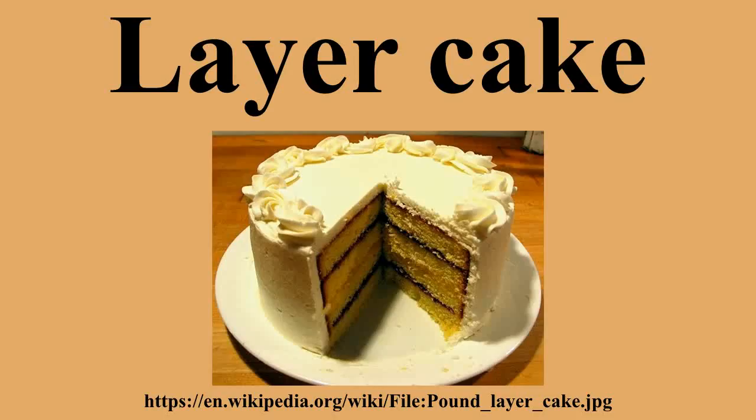Unlike the Vietnamese banh bo lanh and Swiss rolls, layer cake is assembled from several separate pieces of cake. A sheet cake can become a layer cake if it is cut into pieces and reassembled with frosting or other filling to form layers.